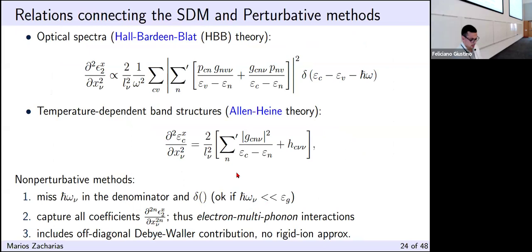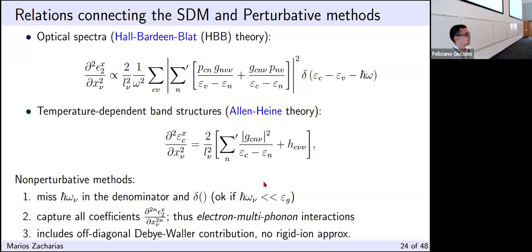So now coming to the maths and the connection between non-perturbative and perturbative approaches. These derivatives that we discussed before, which are the Taylor expansions, actually have a meaning. If you do Rayleigh-Schrodinger perturbation theory and you expand the wave function in perturbation theory and insert it in this object, you can get precisely the adiabatic version of the Hall-Bardeen-Blatt theory that describes phonon-assisted optical absorption. And also, if you do exactly the same for the Allen-Heine theory, for this term here, the second derivative of the electron eigenenergies with respect to nuclear coordinates, you will get the adiabatic version of the Allen-Heine theory.